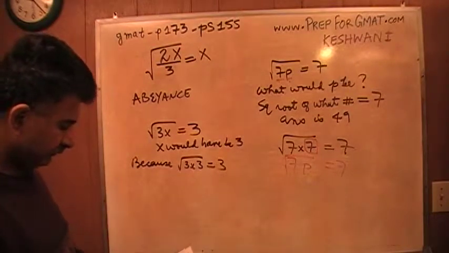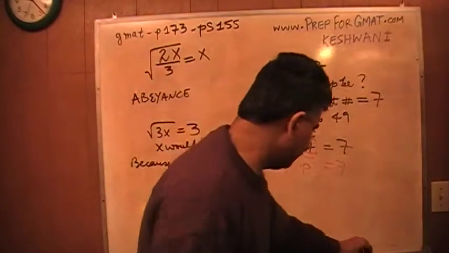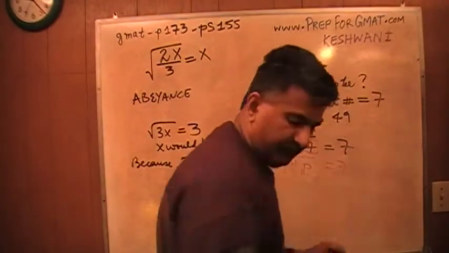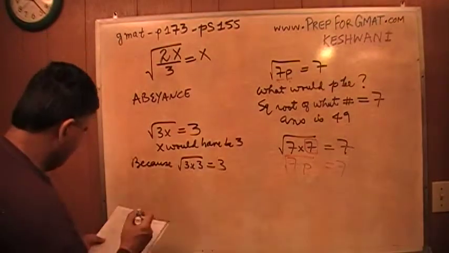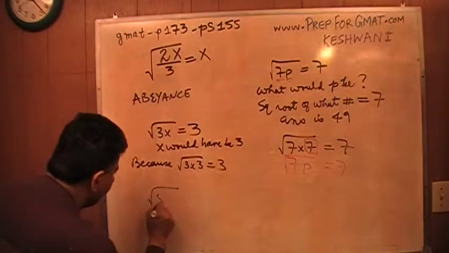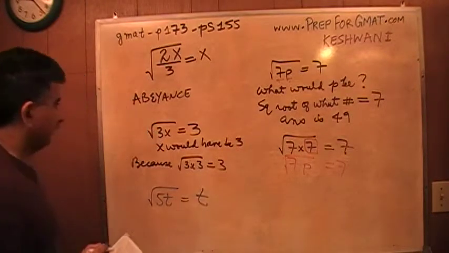Let's do one more. If I tell you, let me use a different color, let me use a blue color. I don't know if you can actually tell the difference or not, but let's do one more. If I tell you that the square root of 5 times t equals t, let's do a little bit different here.